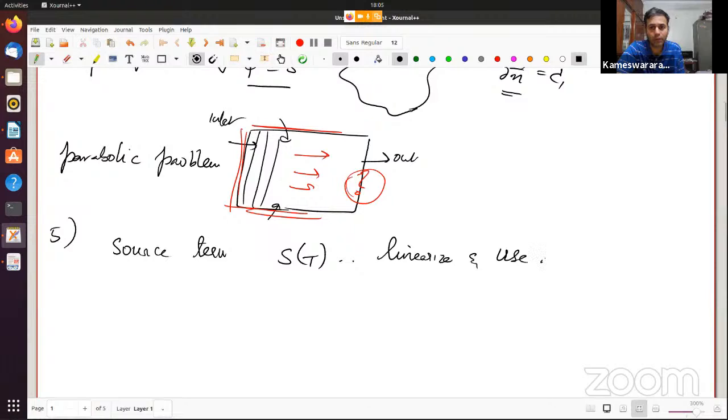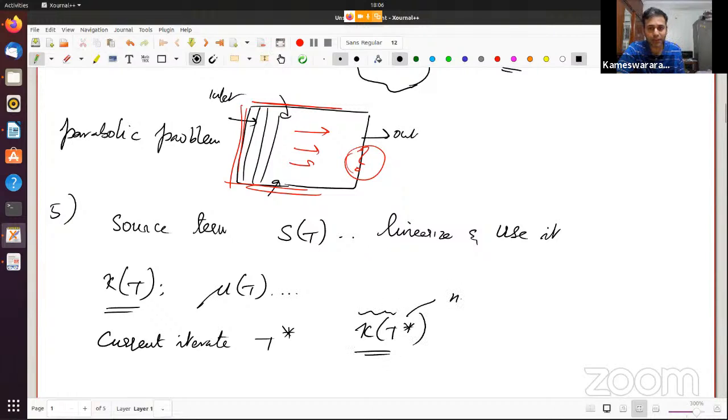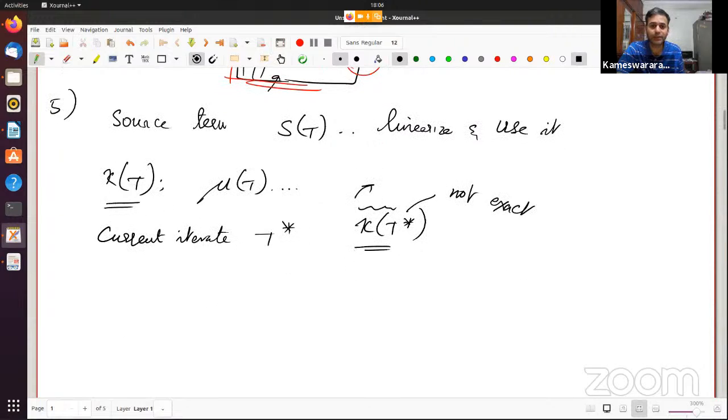Whereas if your thermal conductivity is a function of temperature, or your viscosity is a function of temperature, and so on, then you would not linearize it. Rather, what you would do is use the current iterate value of temperature. That is basically your T star, and you calculate your thermal conductivity using that T star. And because your T star itself is not exact, the thermal conductivity you have used is also not correct. As a result, you have your main loop for your TDMA or any other solver that you use.